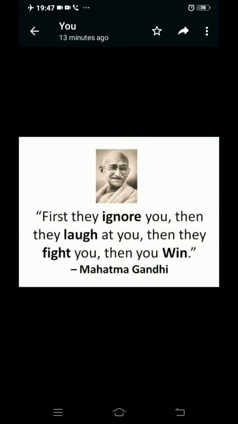Many in India, as well as in Britain, made fun of the leaders who followed the path of non-violence. Mahatma Gandhi, the father of the nation, once said, "First they ignore you, then they laugh at you, then they fight you, then you win." Now let us study the course of the freedom struggle after the Great Revolt of 1857.